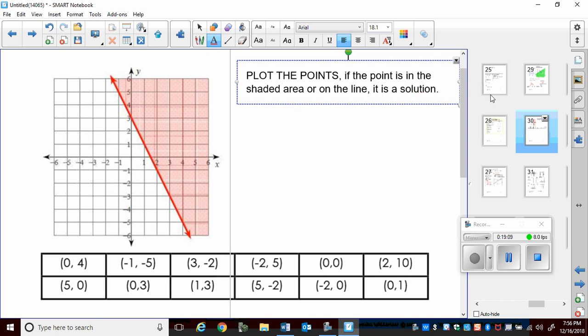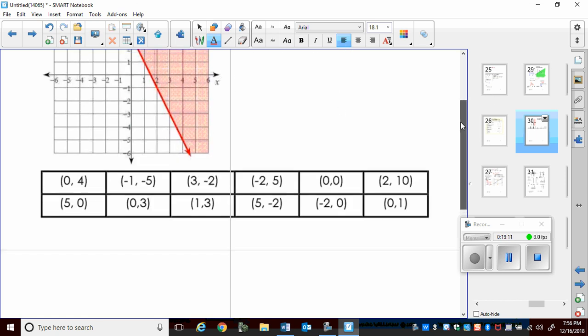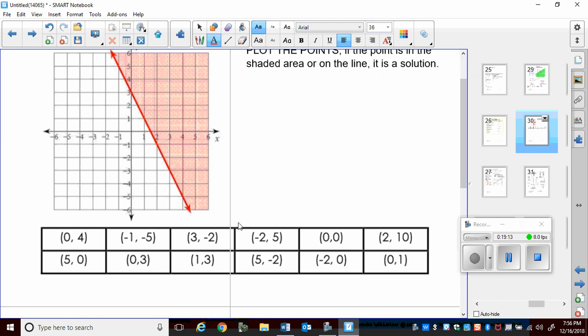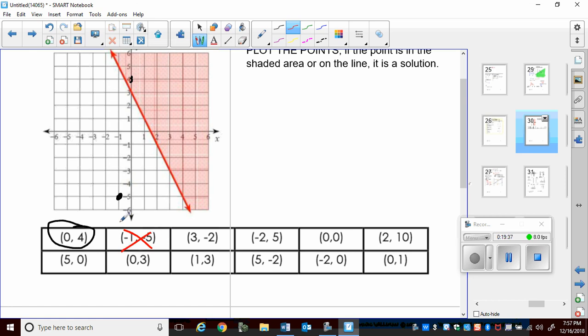I'm not going to do all of these problems. I'm going to do half of them with you, and you're going to do this half over here. So I'm going to plot 0, 4, and it's right here. This is in the shaded area. This is a solution, so I'm going to circle it. I'm going to plot -1, -5. It's down here. It is not a solution. It's not in the shaded area, so I can exit out.